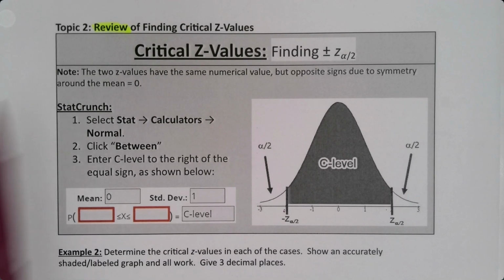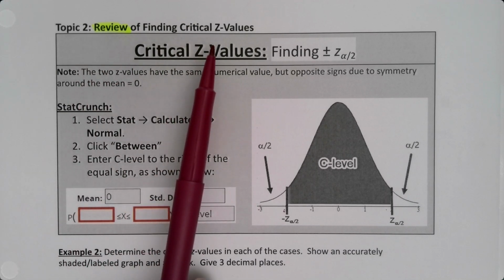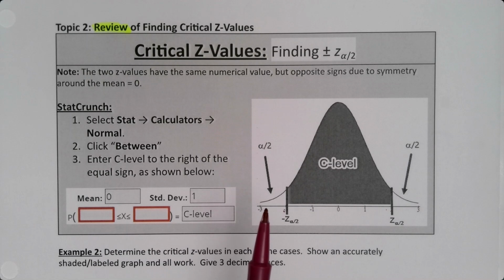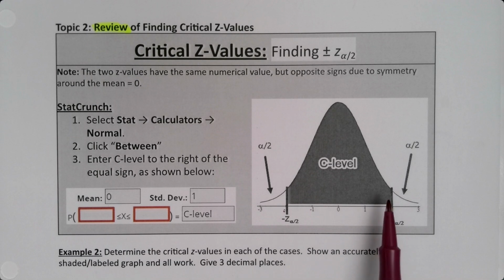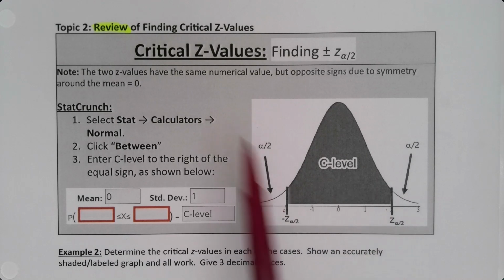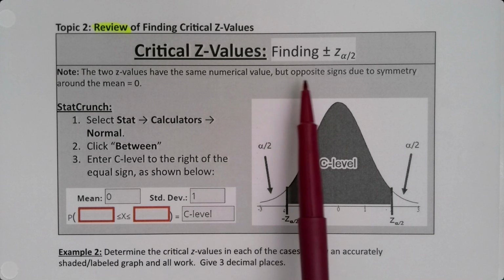So now we want to review how to find critical z-values. Review, you say? Yes, that's because you already learned how to do this in Chapter 7. Now, how so? Well, critical z-values are two z-values that are on opposite sides of the center, which is 0, and they're on symmetric opposite sides. So they're actually the same numerical value, but they're going to have opposite signs.